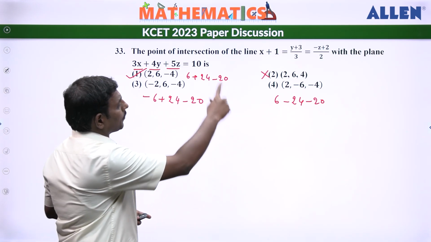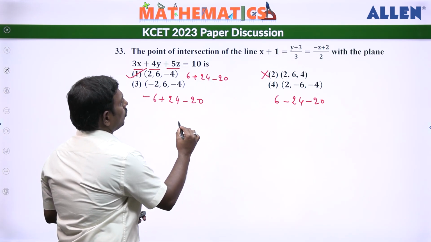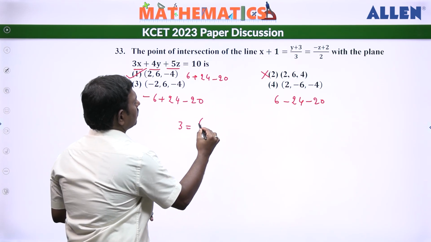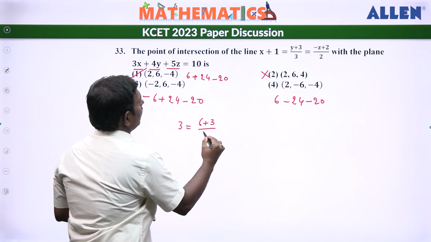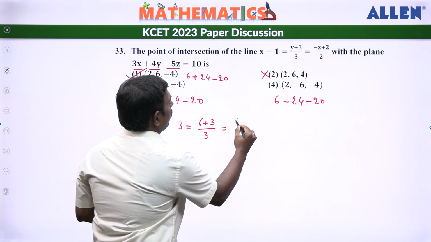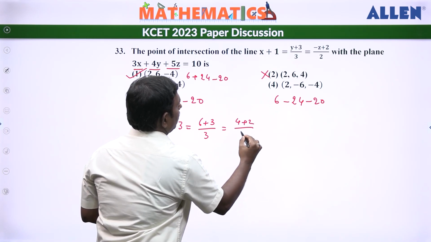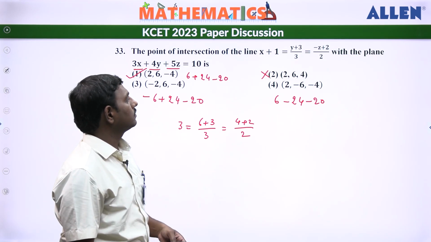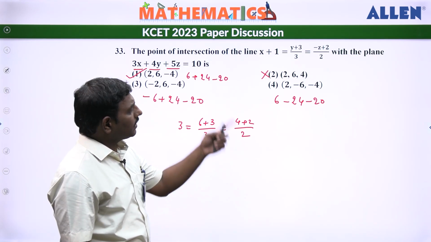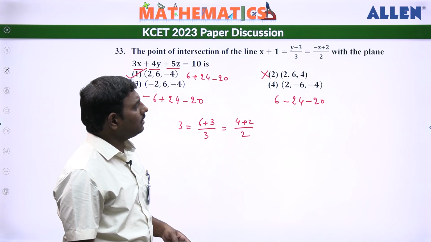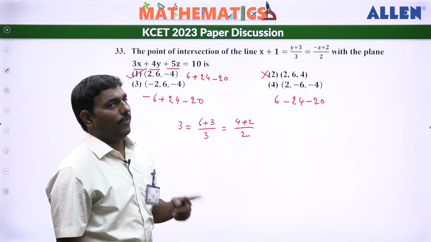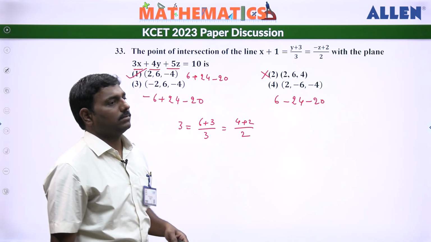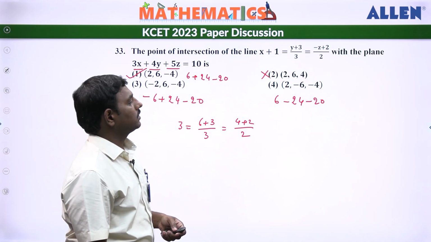Now you can substitute this point in the line equation also. So 2 plus 1 is 3, and 6 plus 3 by 3 is also 3, and 4 plus 2 by 2 is also 3. So this point satisfies both the line and plane. So this is the answer. You can do it by another method: take an arbitrary point on the line, equate to t, find the arbitrary point and substitute in the plane. So we can find the point of intersection.